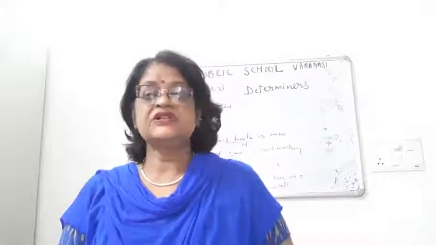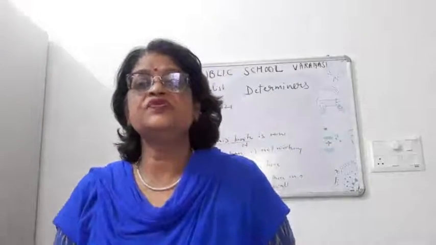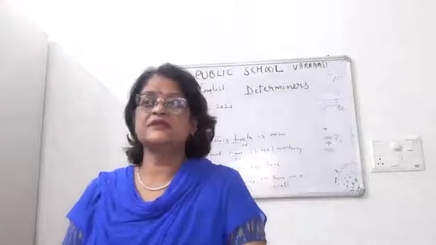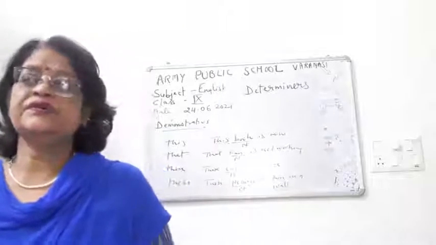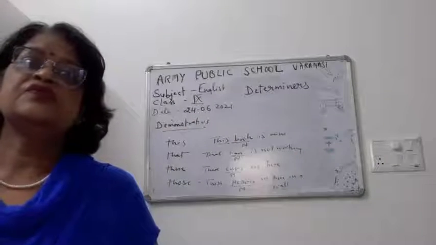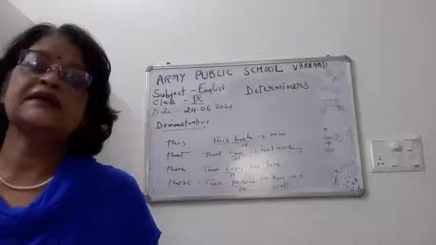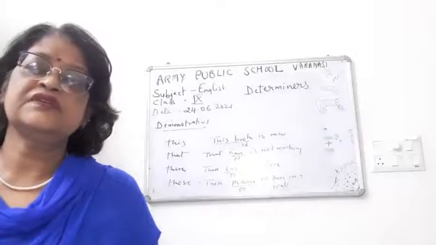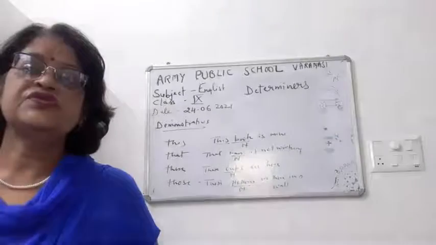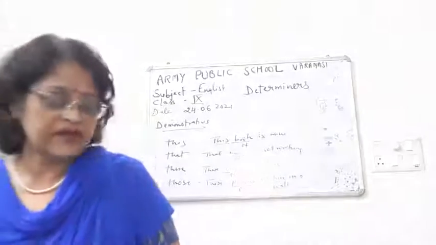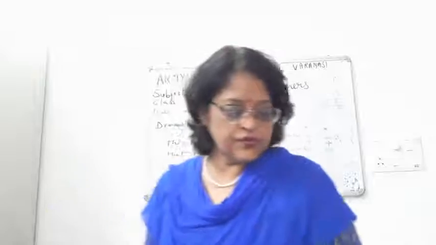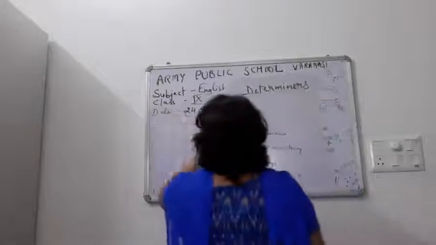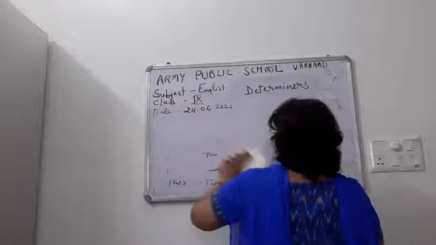Okay, and children, these and those are used with plurals. These and those are used with plurals, right? These is used for the things which are kept near, and those is used with the things which are far away. So children, I have told you about demonstrative determiners. Now the third determiner is the possessive determiner.